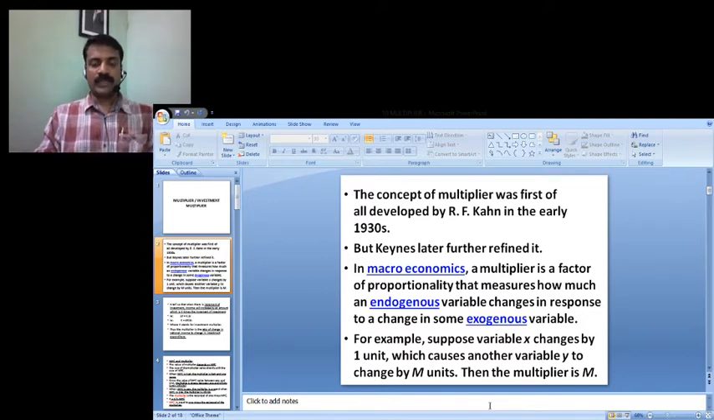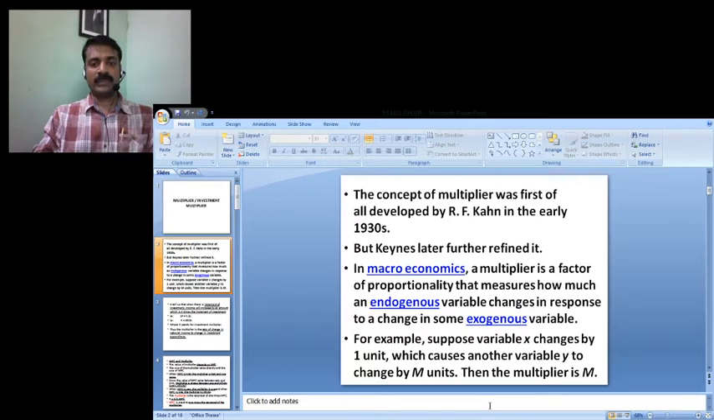For example, if variable x changes by 1 unit, which causes another variable y to change by m units, then the multiplier is m. A change of 1 unit in x leads to a change of m units in the variable y. So the multiplier is m. How much an endogenous variable changes in response to a change in some exogenous variable, we call a multiplier.